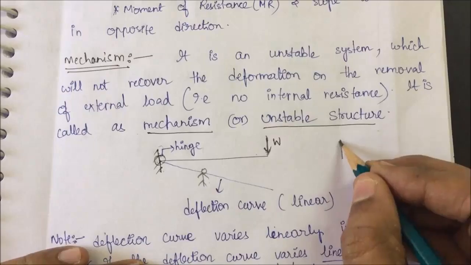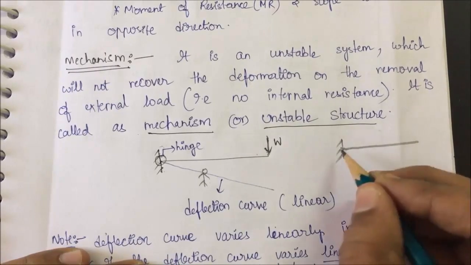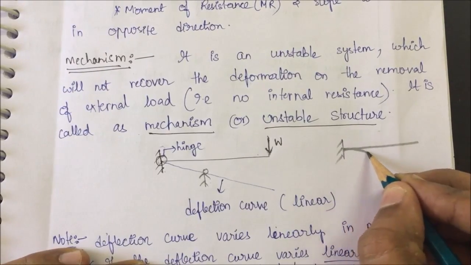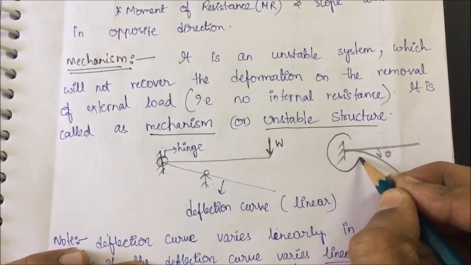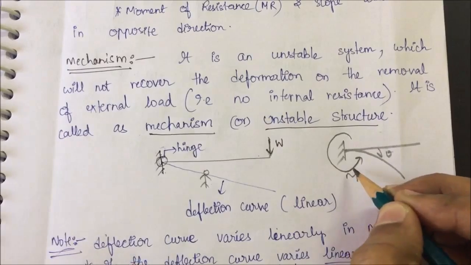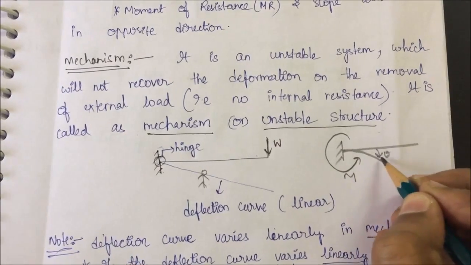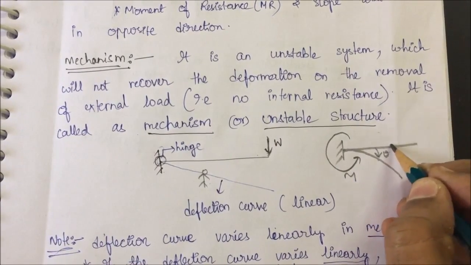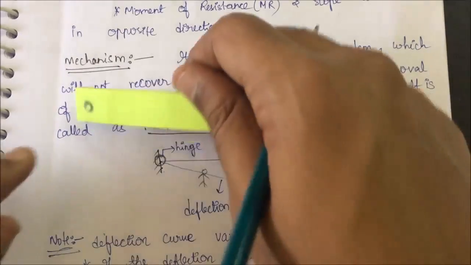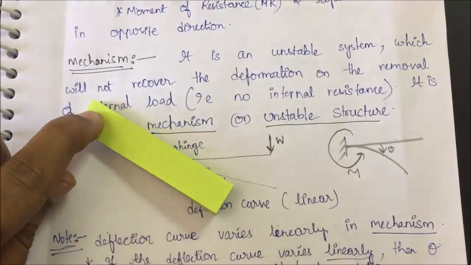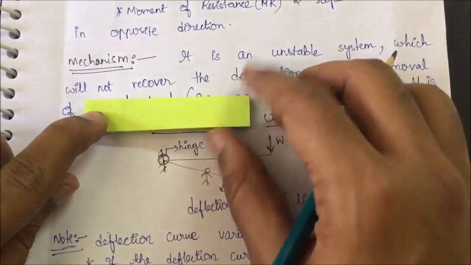If it was a fixed support, what used to happen? Whenever there is a deflection, there used to be some moment of resistance. This moment of resistance used to take the beam back to its original position. But here there is no moment of resistance because it is a hinge support. If you move it like this, it will stay like this only. It is not going back to its original position.